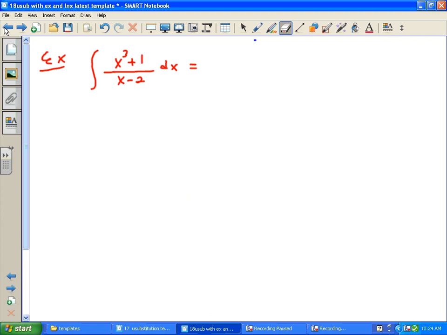x cubed plus 1 over x minus 2. This is a little bit of an unusual question, because if you let u be x cubed plus 1, its derivative would be 3x squared dx, and there is no x squared dx on the top, right? So this is not your typical u-substitution question. Again, this is a new one.